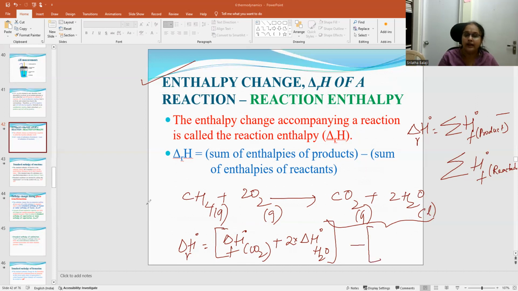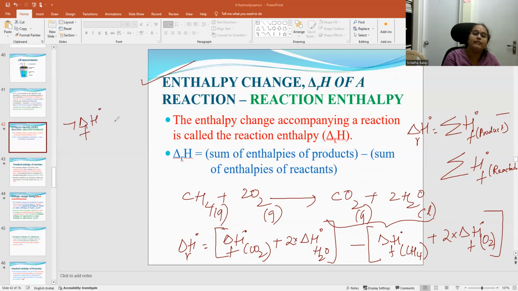Minus reactants: enthalpy of formation of CH4 plus 2 times enthalpy of formation of oxygen. Is it clear? So you can always find the enthalpy of the reaction this way: formation of products minus formation of reactants. And one important thing to be noted here, delta H naught f for elements is always 0.